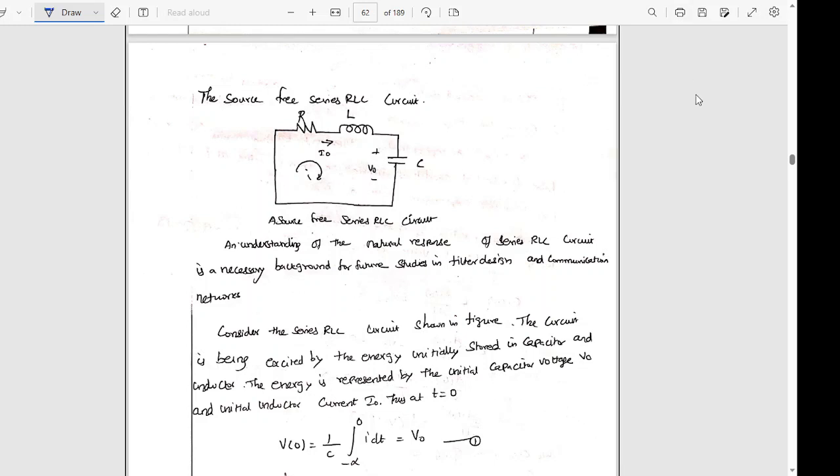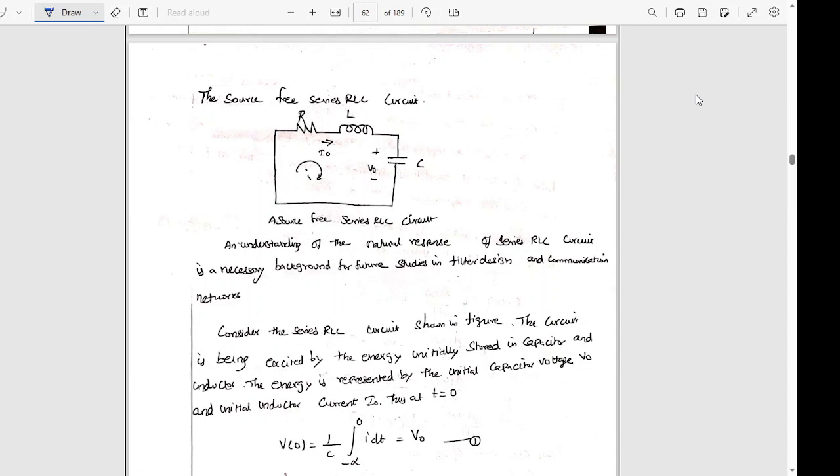In this video, we are going to discuss the RLC circuit. This comes under second order circuits. Why is it a second order circuit? It has two storage elements in the circuit, so we call it a second order circuit. Second order circuits involve the second derivative, so we call them second order circuits.